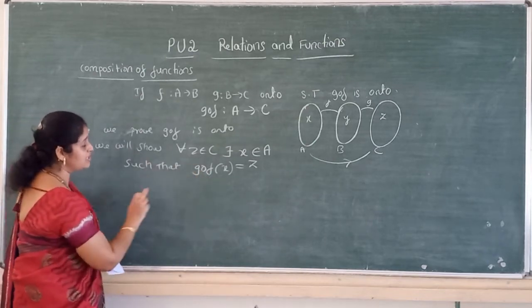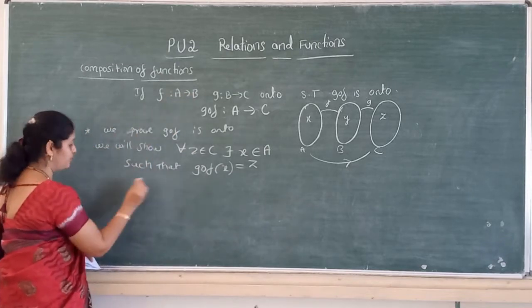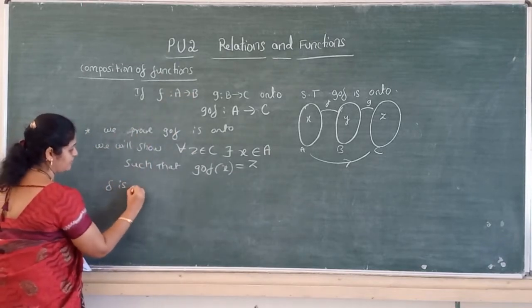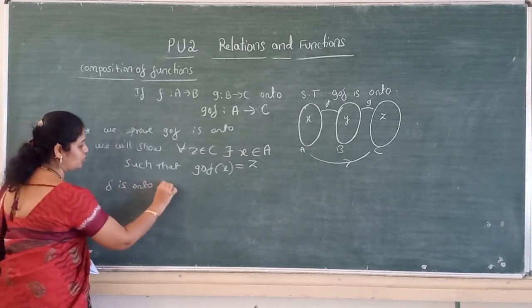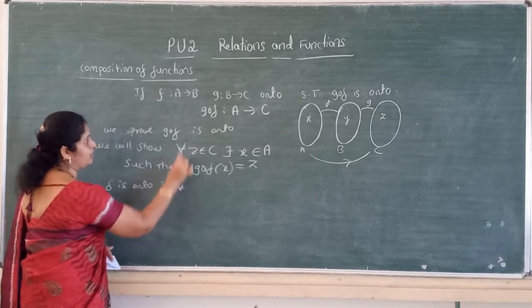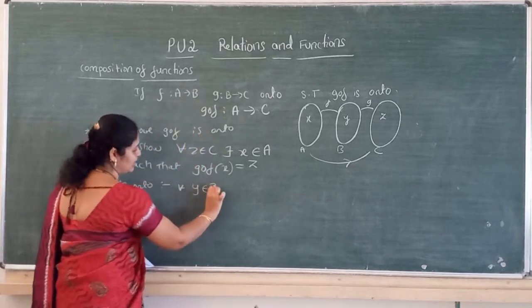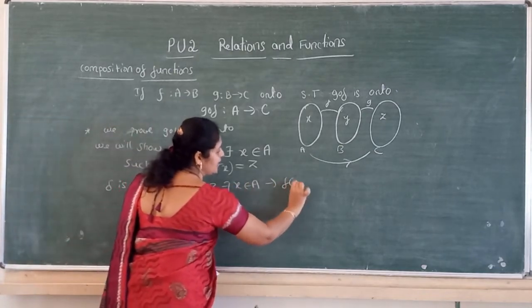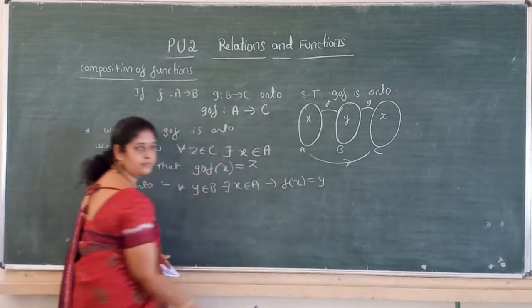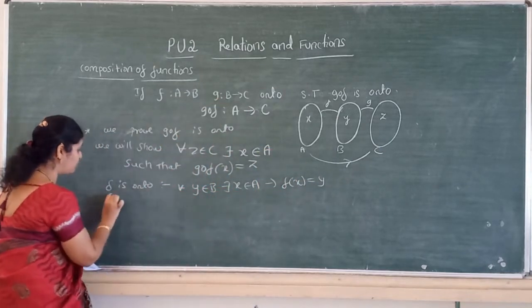I have to prove this. I am writing f is onto. What is the meaning of f is onto? F is onto means for every y belongs to B, there exists some x in A, such that f of x equal to y. Then I am taking g is onto and using it to prove g of f is onto.